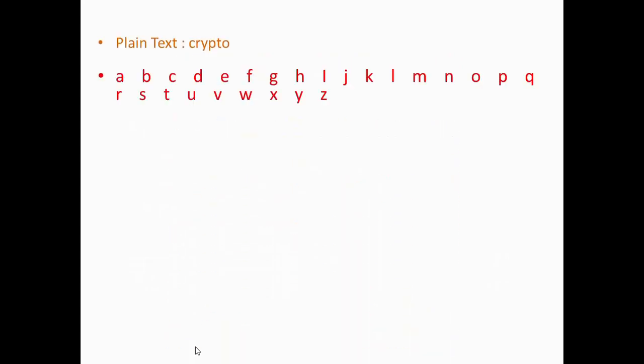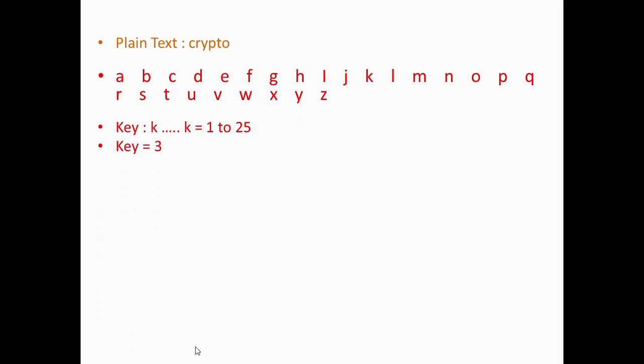A modified version came, which is called modified Caesar cipher. This is also a substitution technique. The only difference is that the key value is not fixed. In Caesar cipher the key is 3. In modified Caesar cipher the key value can be any value between 1 and 25.